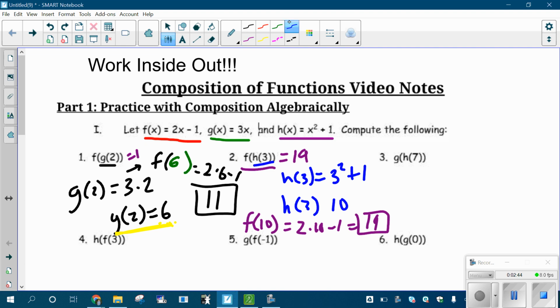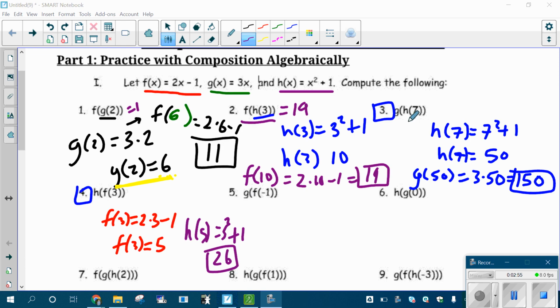Why don't you try just a couple of these? Why don't you try 3 and 4? Go ahead and pause and give 3 and 4 a try. Okay, for number 3, you should have done the h of 7 first. That h of 7 was 50. Then you should have taken that 50 and plugged it into g and gotten 150. For 4, you should have plugged 3 into f and gotten out 5, and then plugged 5 into h and gotten out 26. We'll practice this, don't worry.